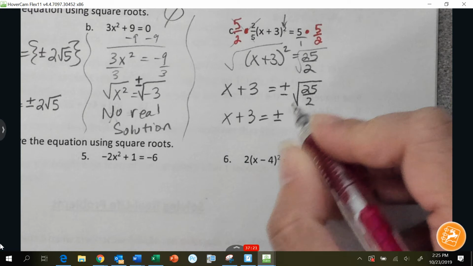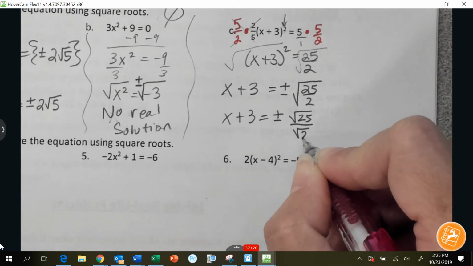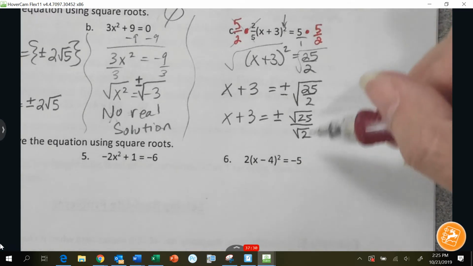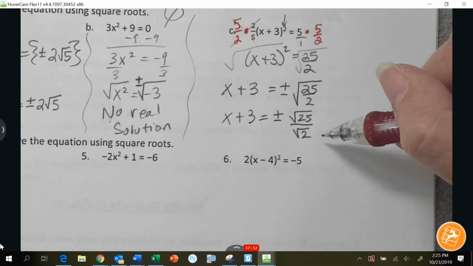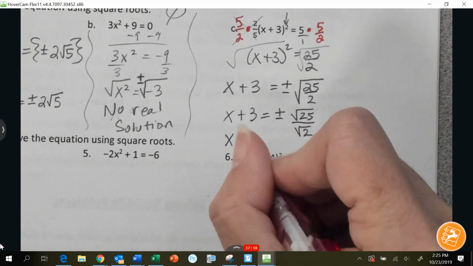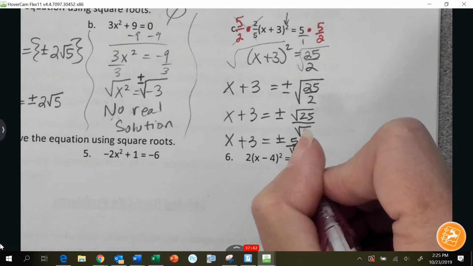So this is another review thing from Algebra 1. If I look at square root of 25 halves, that's the same thing as square root of 25 over square root of 2. What is the square root of 25? 5. Okay, so I could simplify this to be x plus 3 equals plus or minus 5 over square root 2.